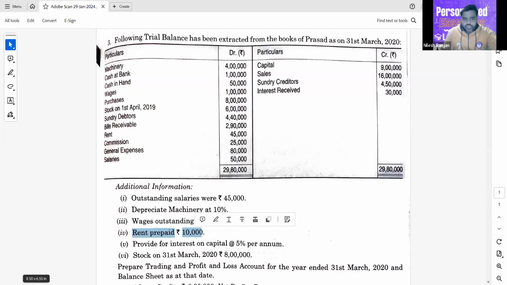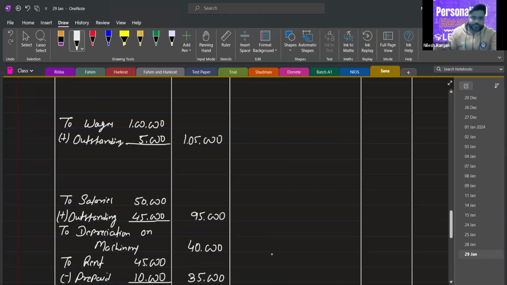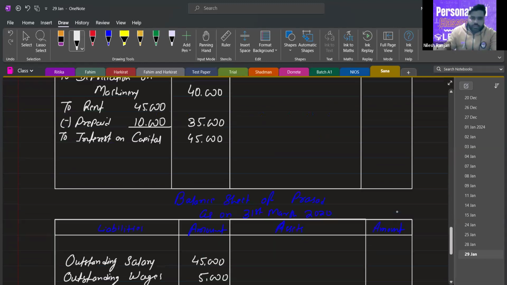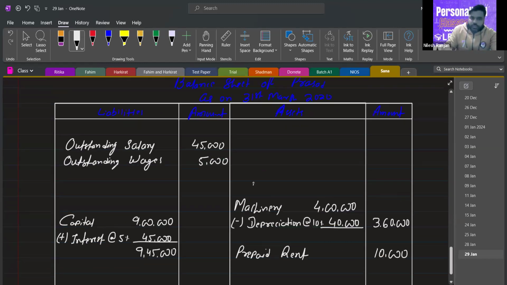After that, there is a stock on 31st March 2020. That is closing stock 8 lakh. So by closing stock 8 lakh, and it will go here, closing stock 8 lakh.